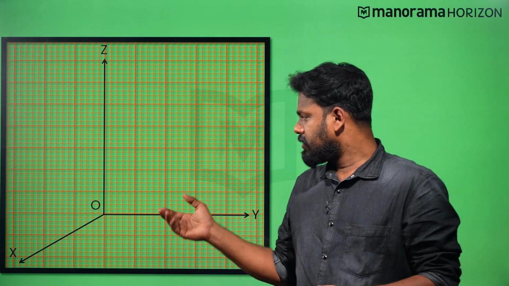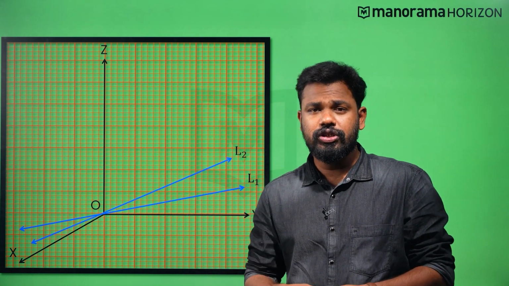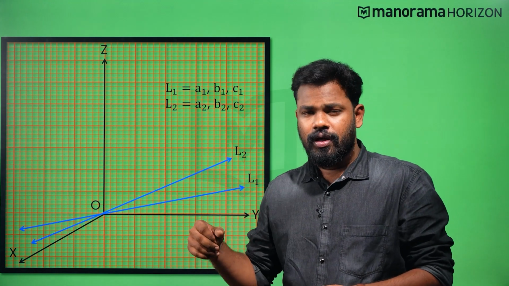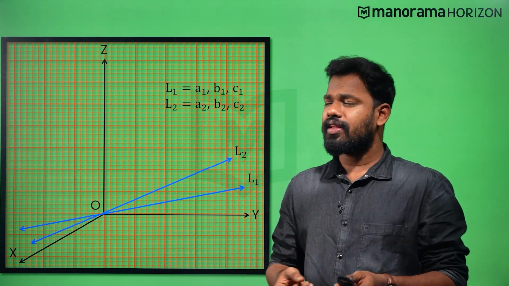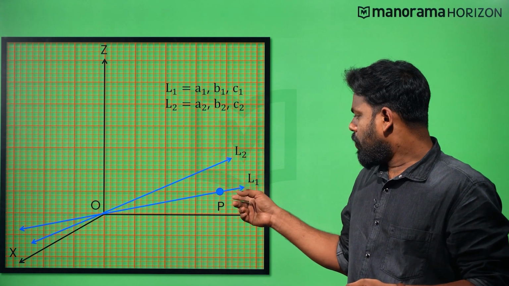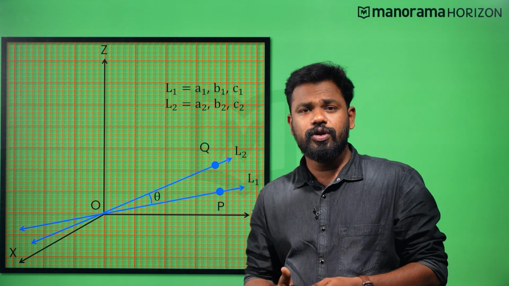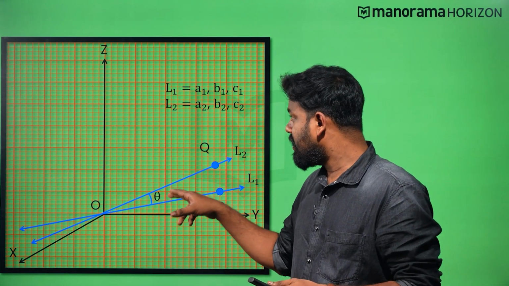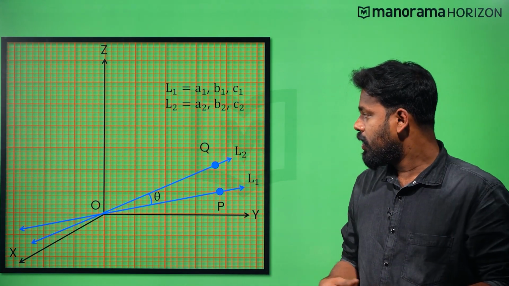So here in this plane, you have a line L1 and another line L2, which are intersecting. And when they are intersecting, there will be an angle formed, right? Now let's take the direction ratios of L1 as A1, B1, C1 and the direction ratios of L2 as A2, B2 and C2. So I'm taking a point P on L1 and another point Q on L2. And there is an angle which is formed here, that is theta. Now how can you find out this angle theta using these direction ratios A1, B1, C1 and A2, B2, C2?